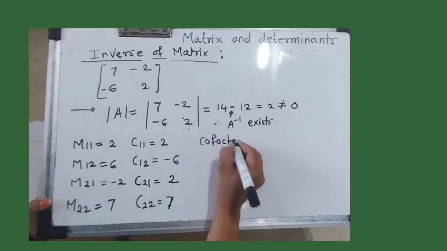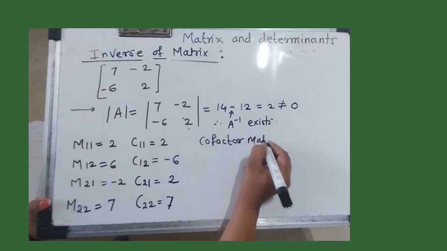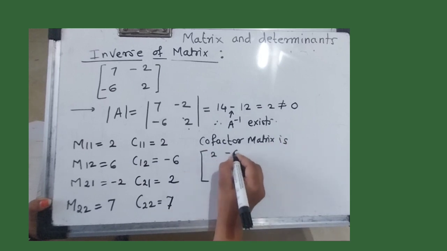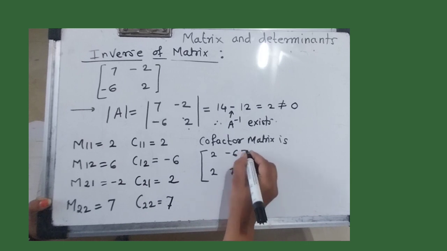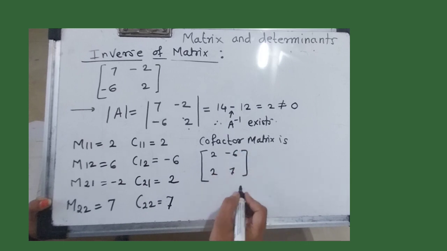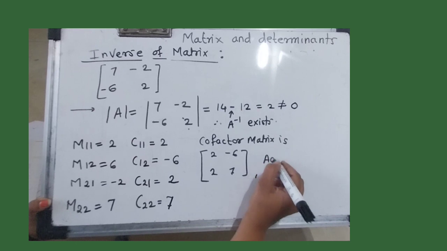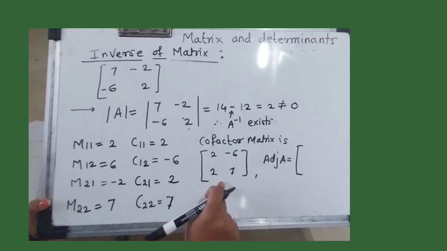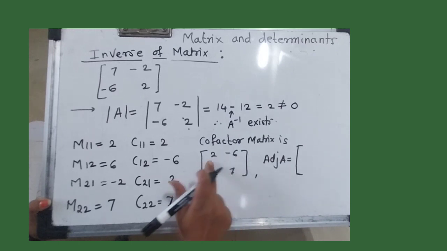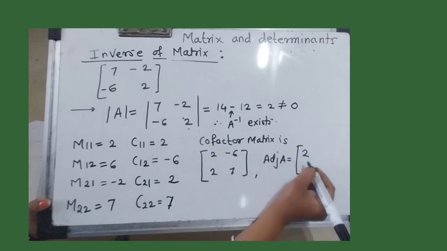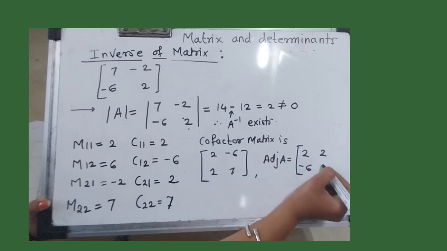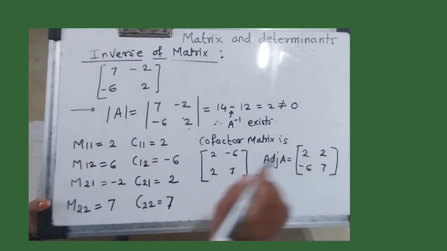After that, write down the cofactor matrix. Cofactor matrix is 2, minus 6, 2, 7. Then the next step, I write here adjoint of A. What is the adjoint of A? Transpose of the cofactor matrix. What is the transpose? Interchange the rows and columns. 2, minus 6 is my row, I write it as a column. 2, 7 is my second row, I write it as a second column. This is my adjoint of A.